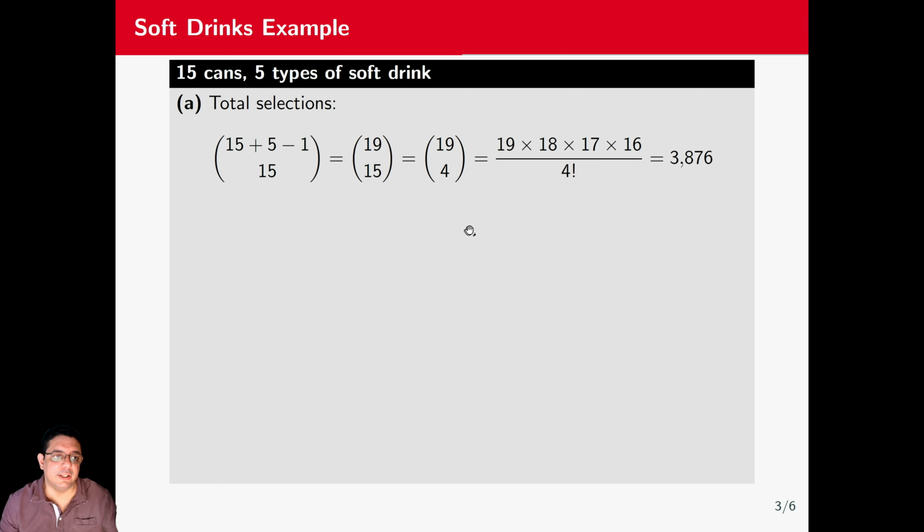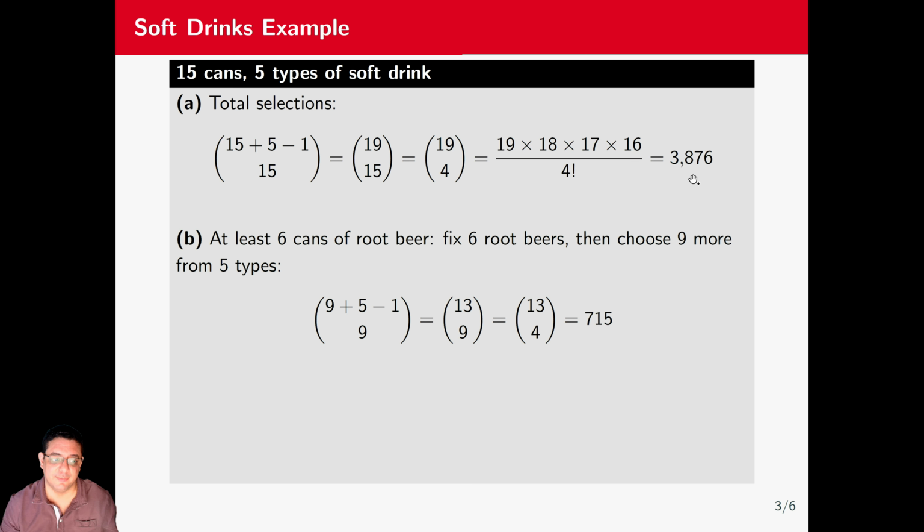Okay, so now let's take a look at the soft drink example again. We're selecting 15 cans from 5 types of soft drink. So the total selection is picking 15 out of 15 plus 5 minus 1, or 19. So we're picking 15 out of 19, which is the same as picking 4 out of 19. So this in total is going to be 3,876.